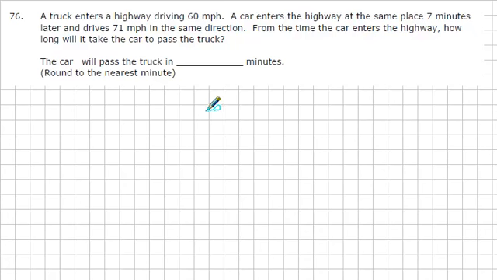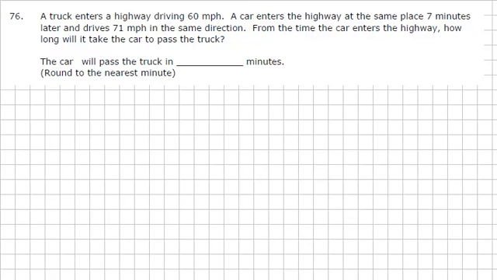A truck enters a highway driving 60 miles per hour. A car enters the highway at the same place 7 minutes later and drives 71 miles per hour in the same direction. From the time the car enters the highway, how long will it take the car to pass the truck?